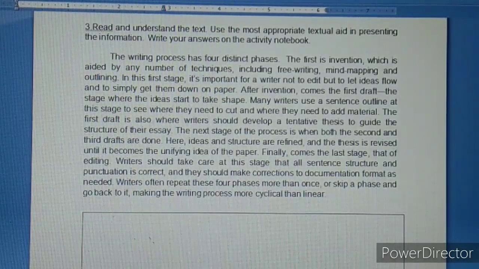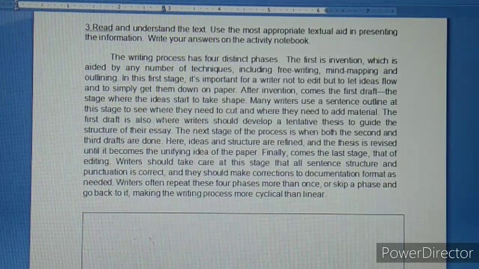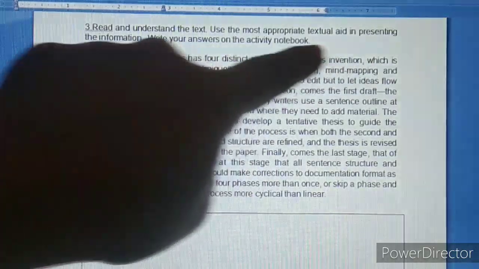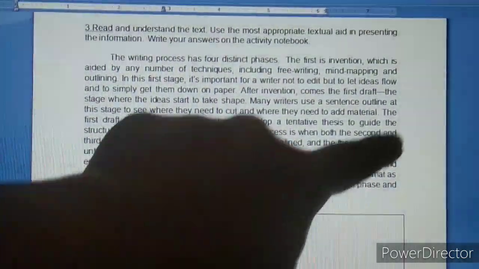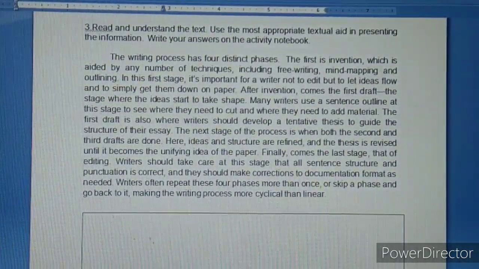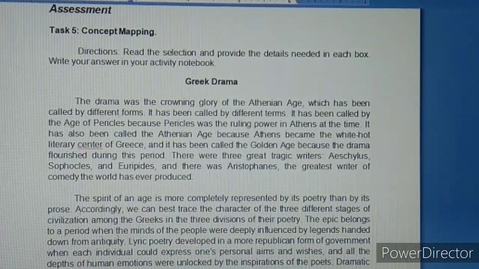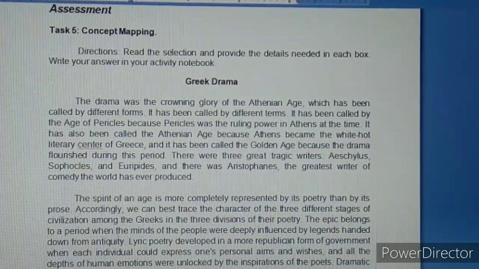So again, you are going to use the most appropriate textual aid in presenting the information. You are going to present this information using a textual aid. Now let's move on to the assessment, which is your task 5, concept mapping. And here are the directions. Read the selection and provide the details needed in each box. Write your answer in your answer sheet.